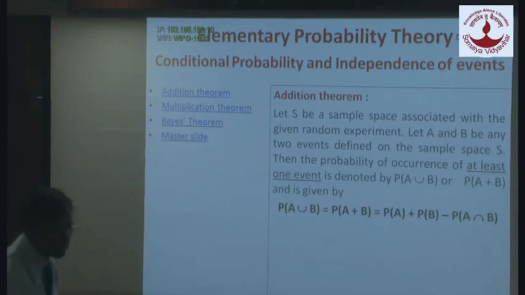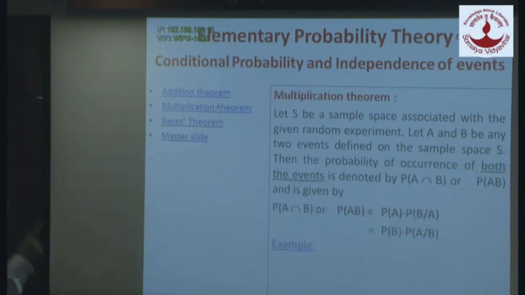Okay. A card is drawn from a pack of 52 cards. What is the probability that it is a king card or queen card? Okay. So 'or' means addition here. King card or queen card. Is that okay? Then let us do the multiplication. I just gave the statement. Okay, the multiplication theorem is based on the principle of multiplication. Let S be the sample space associated with the random experiment, and A and B be any two events defined on the sample space.